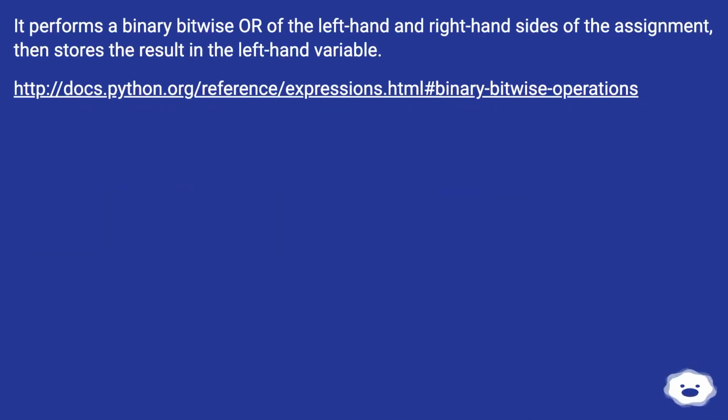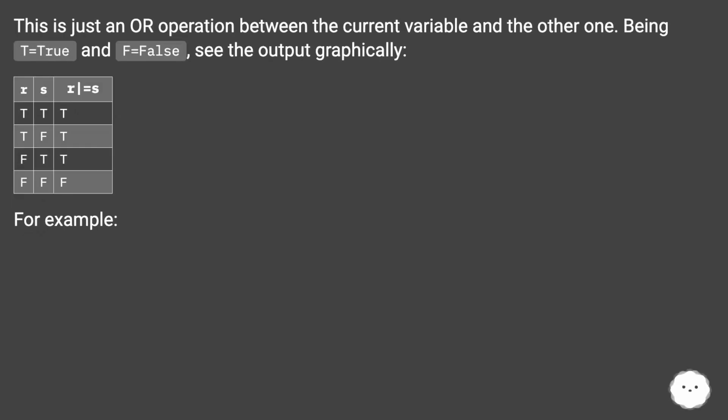It performs a binary bitwise OR of the left-hand and right-hand sides of the assignment, then stores the result in the left-hand variable. This is just an OR operation between the current variable and the other one. Being T equals True and F equals False, see the output graphically.